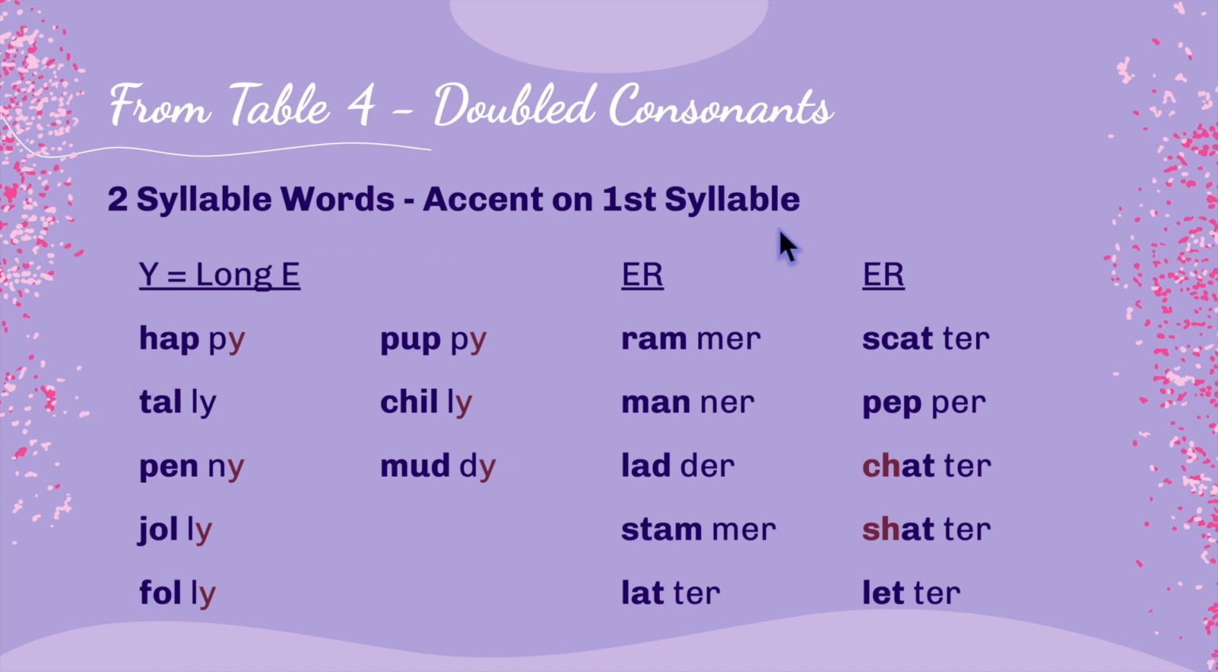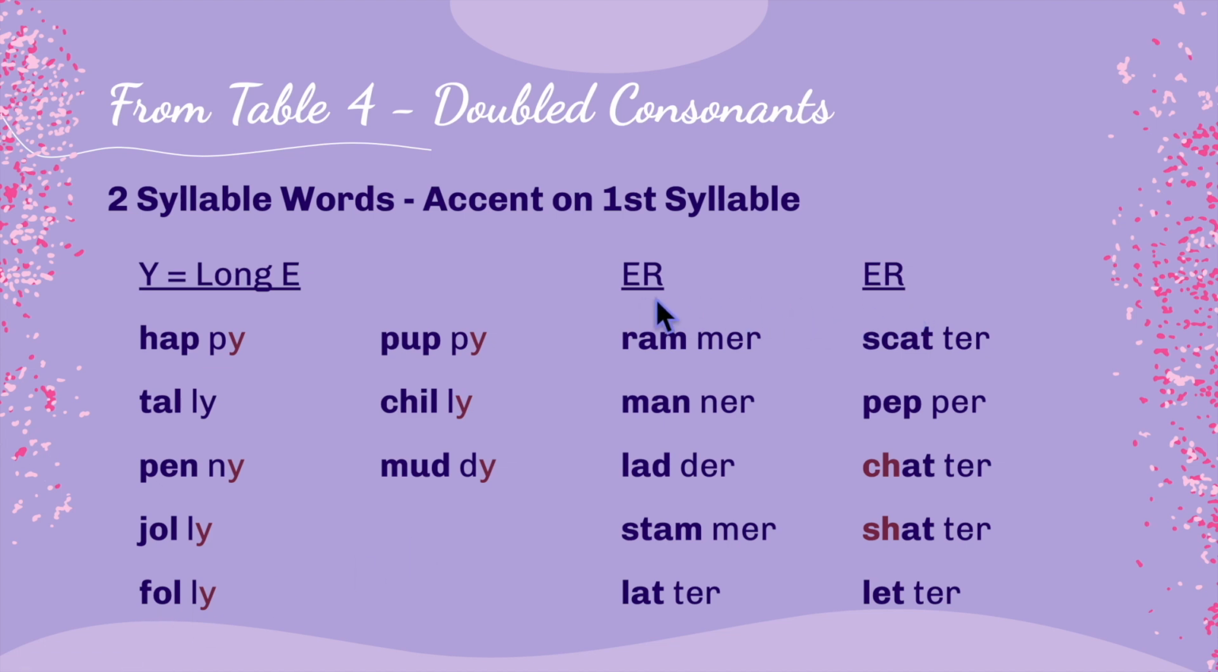In all of these words on this page, we have 2-syllable words where the first syllable will be accented. In these words right here, the Y at the end is going to have a long E sound. So we have happy, tally, penny, jolly, folly, puppy, chilly. Remember, CH says ch, and muddy. What you might notice is that in all of these syllables, we have a short vowel sound. So when you're looking at a word that is already divided into syllables, if the vowel is in the middle of the syllable, try the short sound.